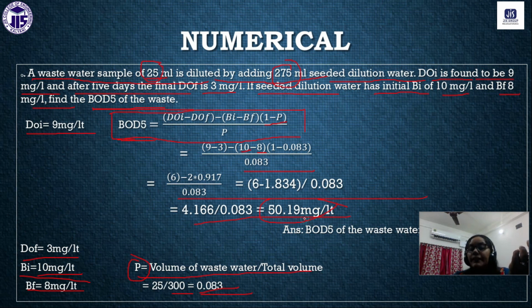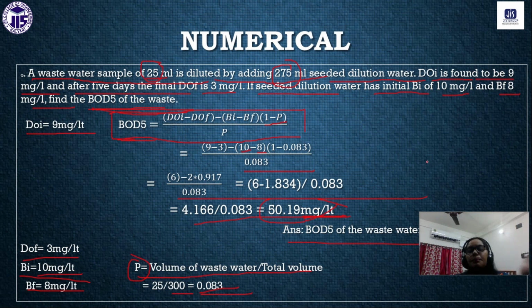Okay, that is all you have to understand, and your answer will be 50.19 milligram per liter. Look at this: this is the unit of the BOD. BOD is the amount of dissolved oxygen consumed during the reaction. So that is why the unit of the BOD is milligram per liter, 50.19 milligram per liter. Okay, so this is the answer. That means the BOD5 of the wastewater sample is 50.19 milligram per liter.